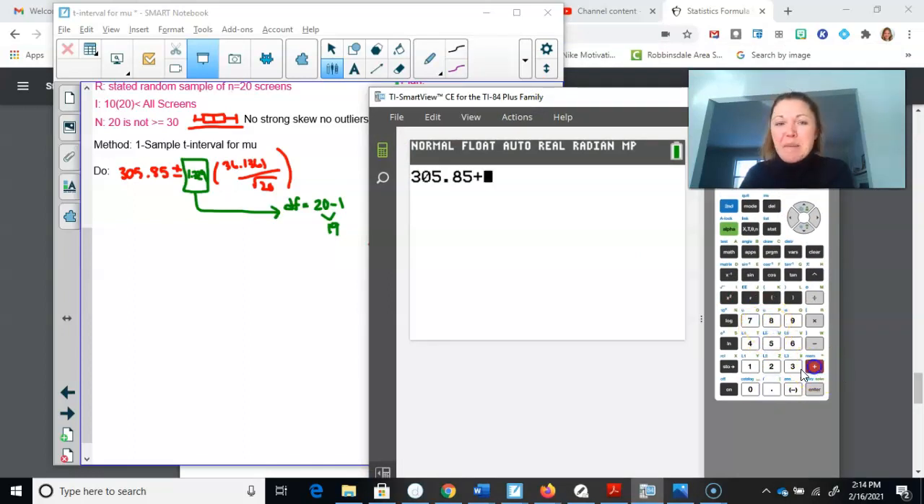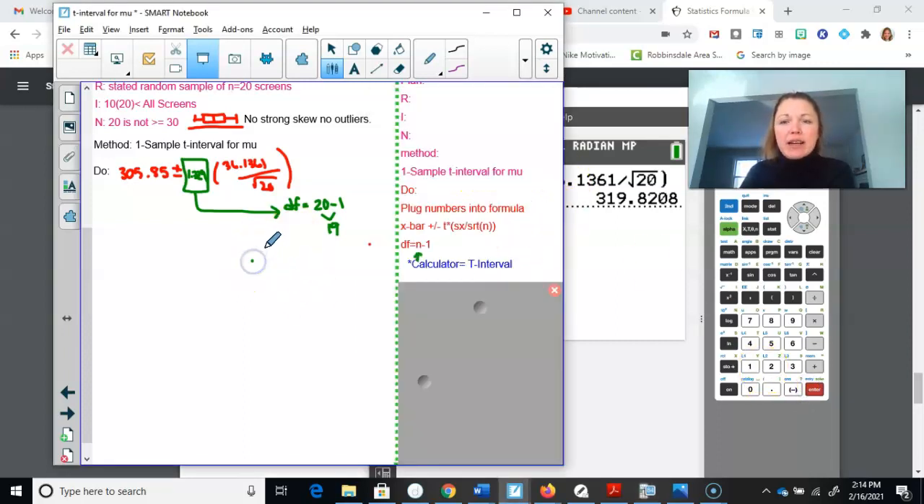305.85 plus 1.729 times 36.1361 divided by the square root of 20. And I get my upper bound there. How do I know it's my upper bound? Because I added that margin of error. So that is 318.8208.